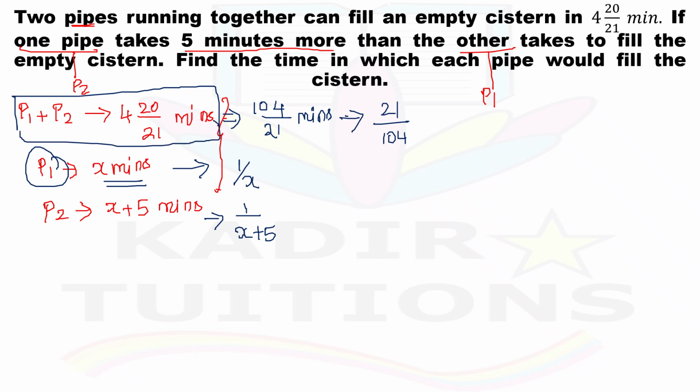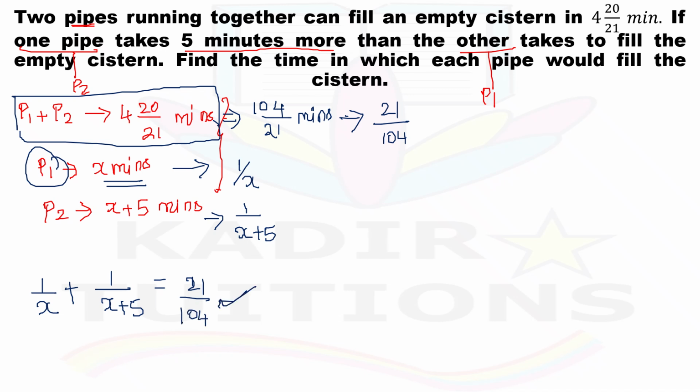So we know P1 plus P2 is equal to this much. In 1 minute, how much will pipe P1 fill an empty cistern? It is 1 by X, plus in 1 minute how much will pipe P2 fill the cistern? It's going to be 1 by X plus 5. Which is equal to, together both pipes will fill how much in 1 minute? 21 by 104. So this is the equation we got.